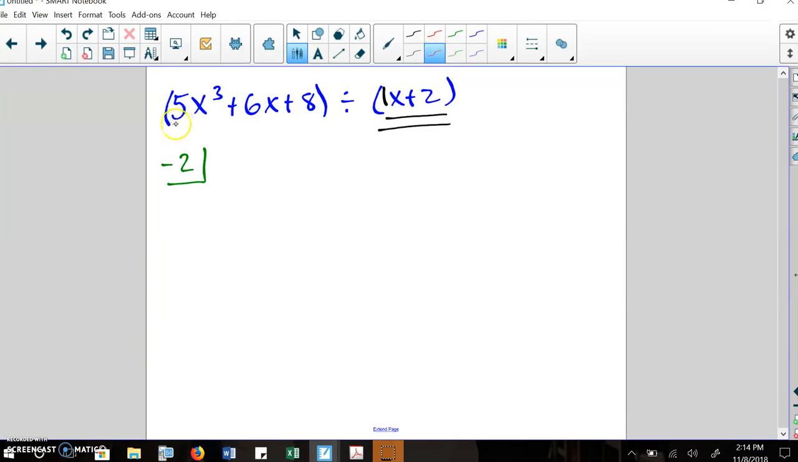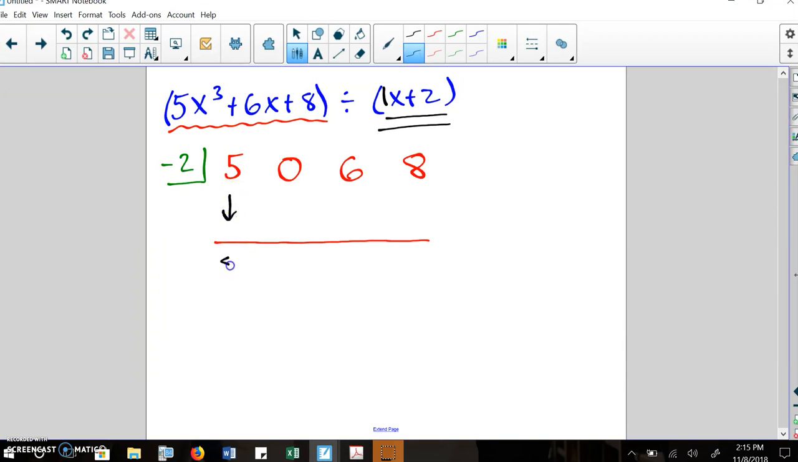Next up, look at this dividend. There's something special about this dividend. As you're looking at that, what you'll notice is it does not have a squared value. It goes x cubed, skips squared, goes just to x, and then to the constant. Just like in long division, if you skip a power, I want you to put a 0 in place of that power. So across the top, if I'm lining these up, I'm going to have 5x cubed, 0x squared, 6x, and then my constant is 8. And the more you do this, the quicker you'll get at doing the synthetic division.